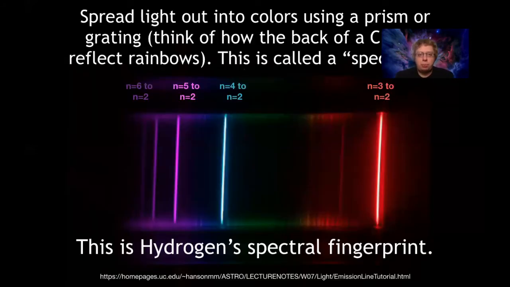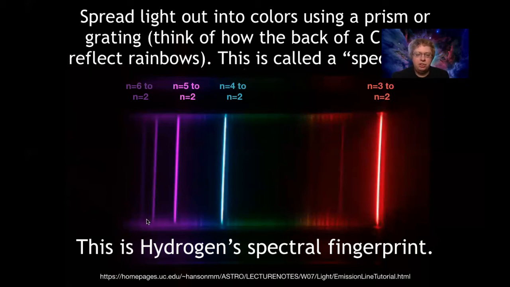So if we then spread out that light into different colors, exactly the same way we did, for example, with that prism, instead of seeing a rainbow, we will see only a handful of different sharp lines in the light from hydrogen. You can see a red line, a blue line, and then a couple of purple lines. This is called the spectrum of hydrogen, how much light there is at every different color.